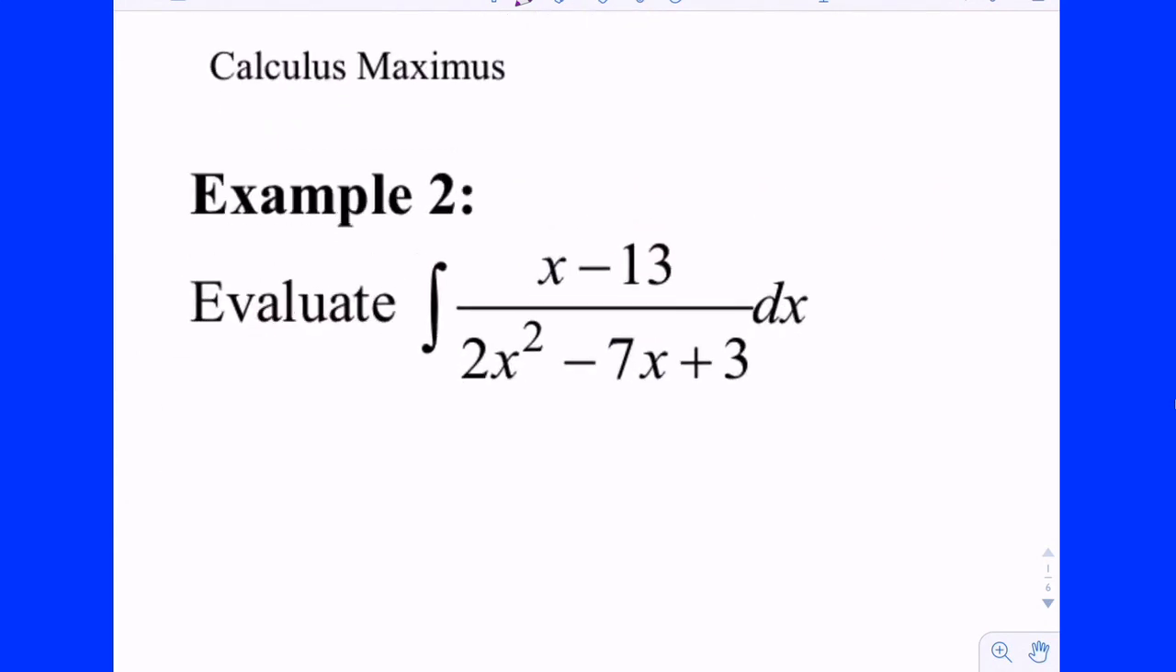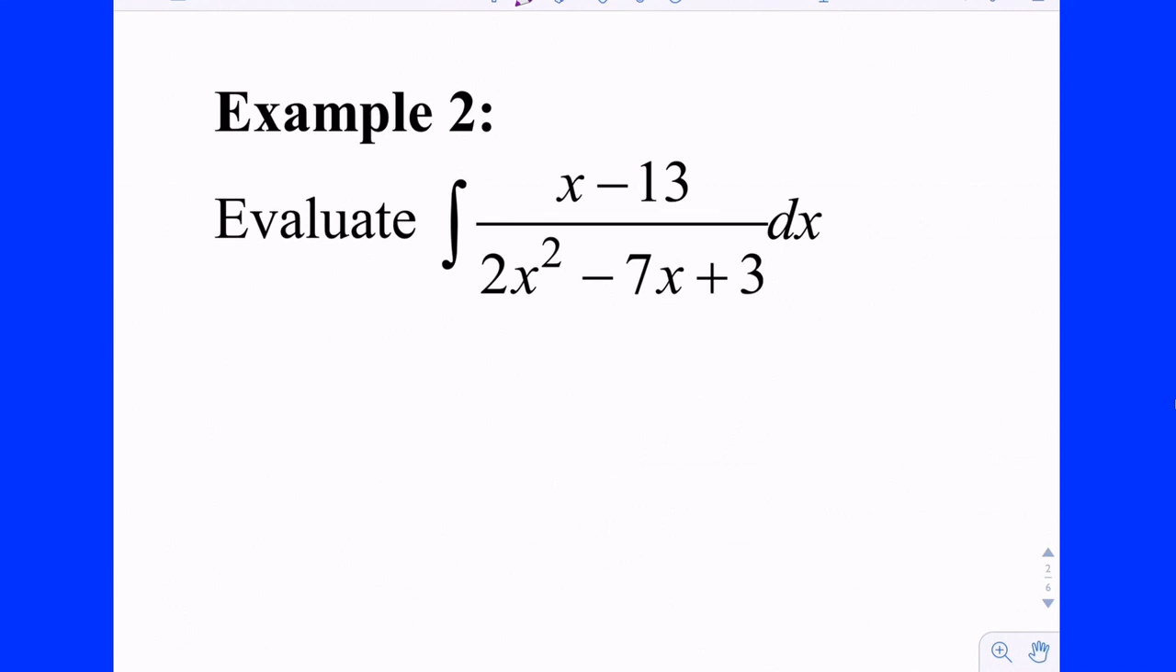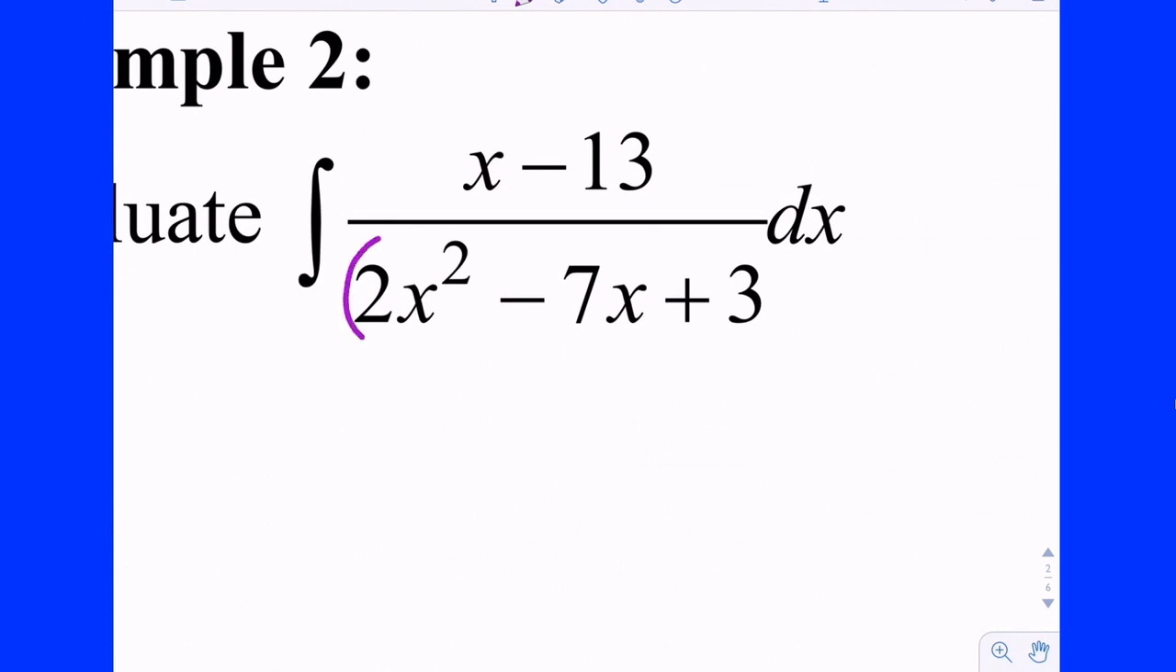All right. Example 2. We want to evaluate the integral of x minus 13 over 2x squared minus 7x plus 3. All righty. You're walking up to this problem and you're like, what's up, problem? The inside function very well could be the denominator, right? What's the derivative of 2x squared minus 7x plus 3? 4x minus 7. Now, is 4x minus 7 or a multiple of it in the numerator?